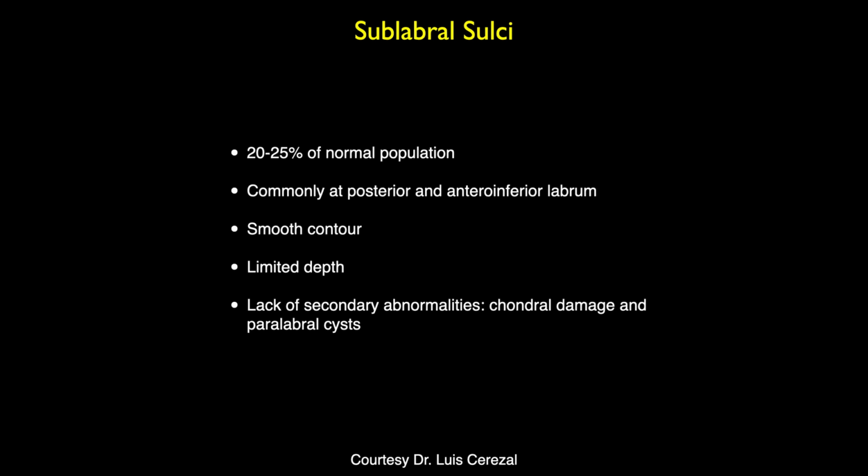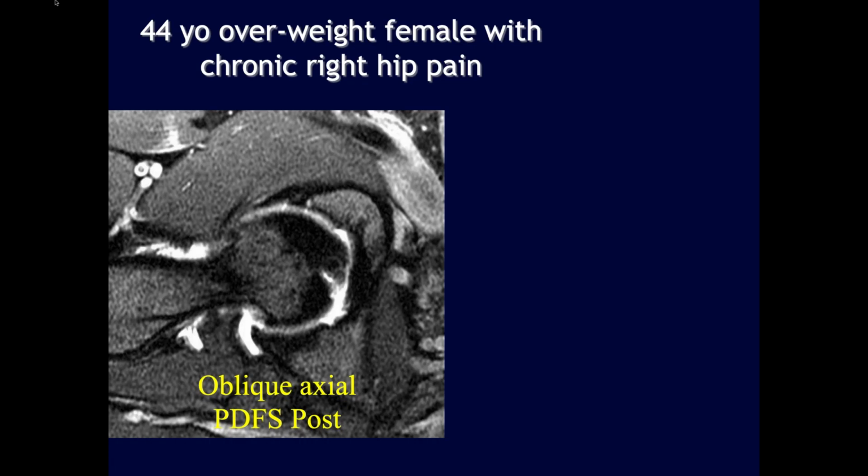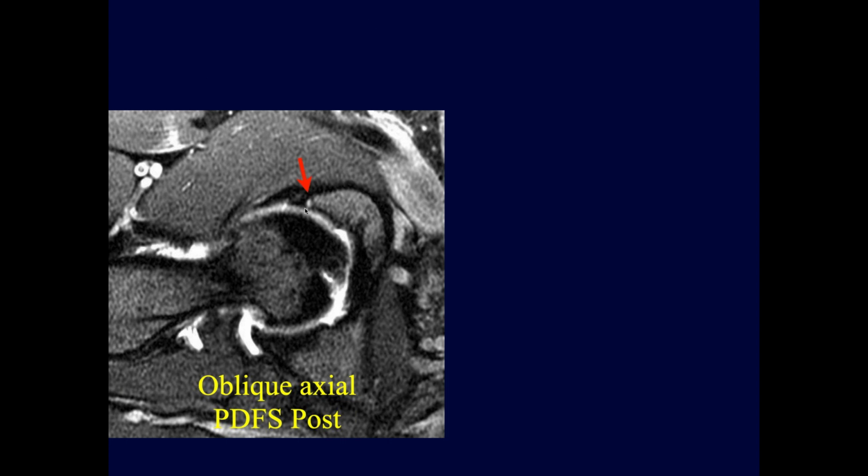It's a 44-year-old overweight female with chronic right hip pain. So just looking there on the anterior labrum, it looks like there's either fluid or contrast signal undercutting the labrum at the chondrolabral junction. I'm not sure if it's complete, but it looks somewhat deep. The posterior labrum, I think, looks okay. So I'd be concerned for a tear, but it's hard to tell.